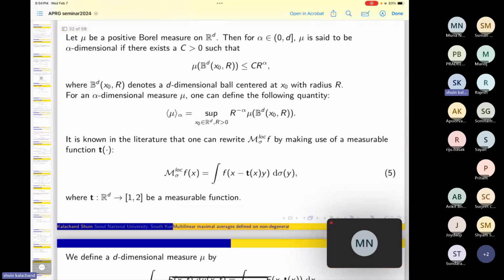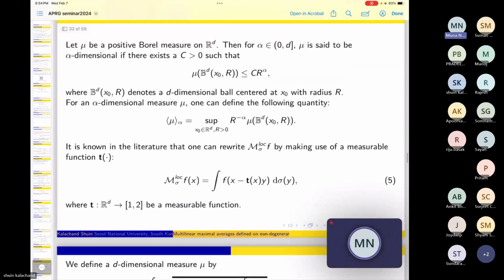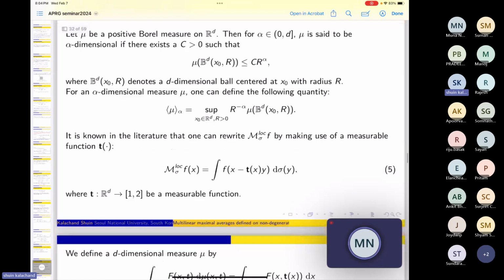Now, we also know that we can linearize this supremum over t by a measurable function mu. Is mu alpha constant, or bounded by a constant? Mu alpha is not constant. The bracket mu alpha, this symbol, is bounded by a constant, right? Yeah.